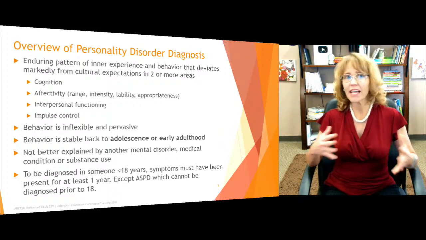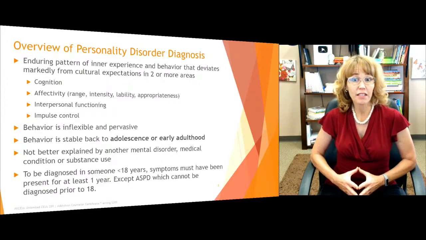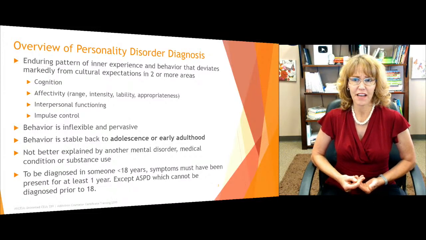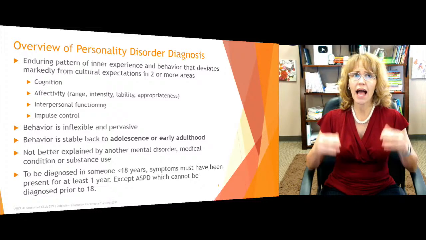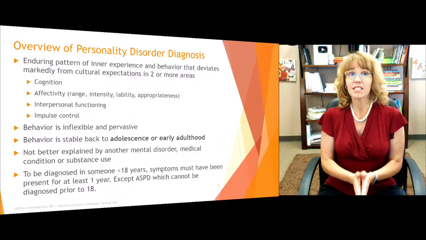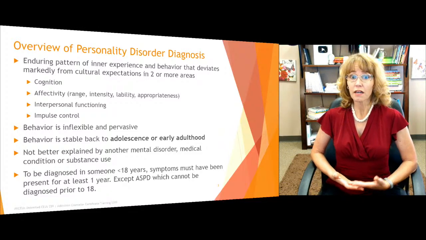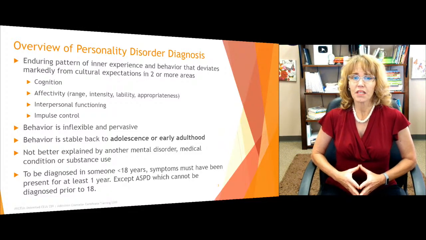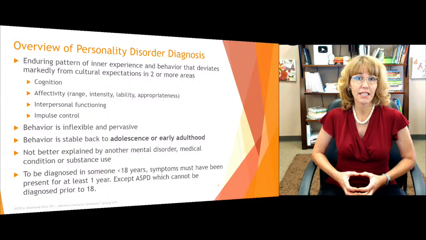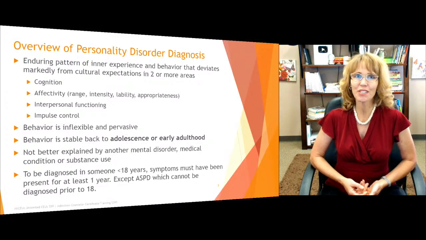affectivity, so the range of affect, whether the person is flat or emotionally dysregulated, the intensity, lability, and appropriateness of the affect. So we want to look at, for that person's culture, for that person's environment, for their context, is their affect culturally appropriate? Their interpersonal functioning, is it culturally and contextually appropriate? And impulse control, is it culturally and contextually appropriate?